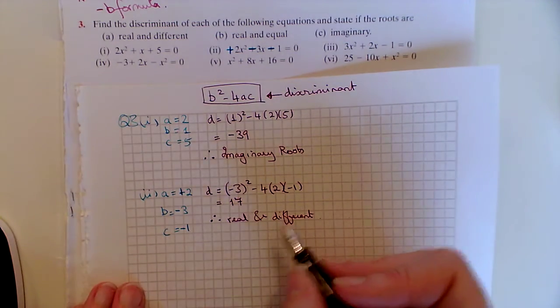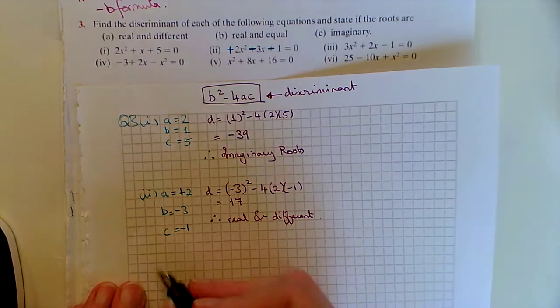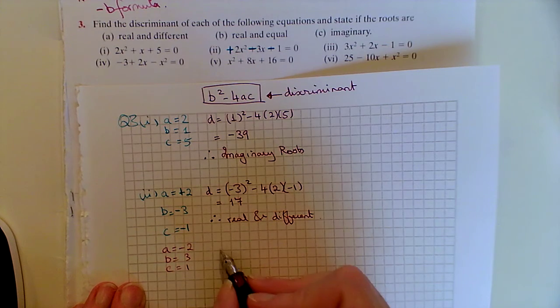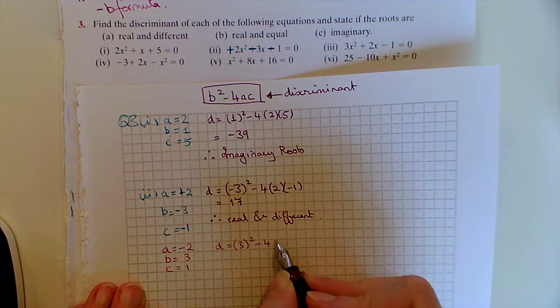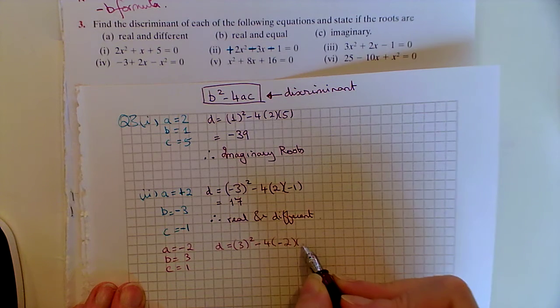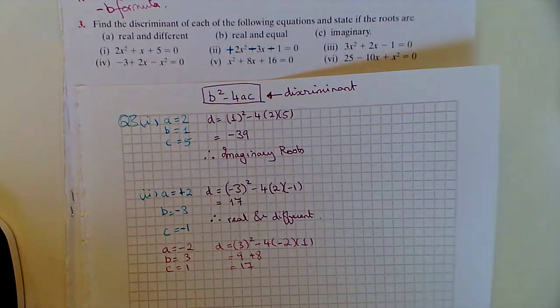Okay, suppose I hadn't changed it. Suppose I had A equals minus 2, B equals plus 3, and C equals plus 1. Then I'd have gotten D equals 3 squared minus 4 by minus 2 by plus 1. And hopefully you can see there, we still get 9 plus 8, which is 17. So we get the same answer.